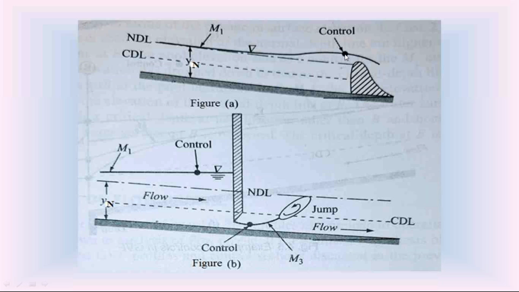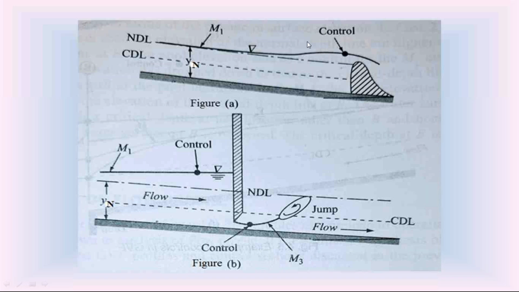If dx is the length of this water surface profile from section 1 to section 2, according to the single step method, dx is equal to E1 minus E2 divided by S0 minus SF. That is the equation in the single step method to find out the length of the water surface profile from section 1 to section 2.